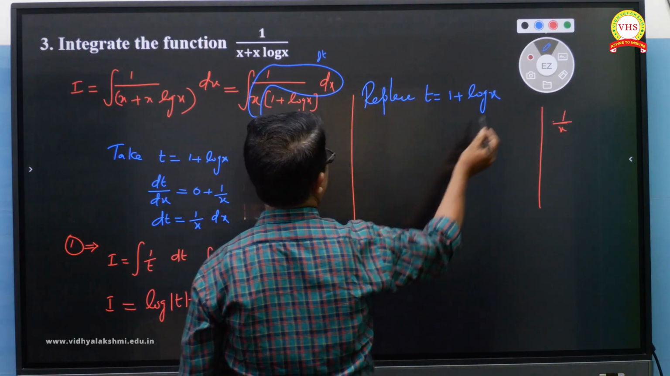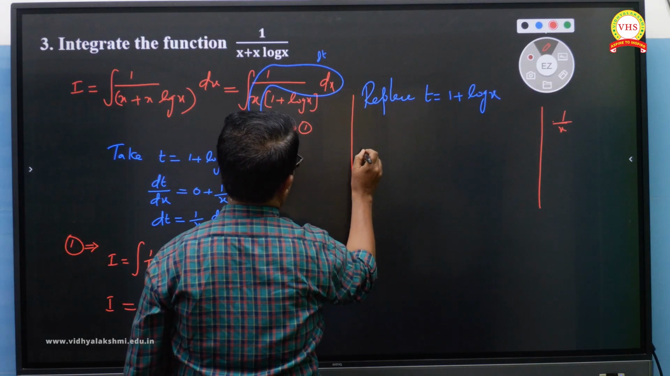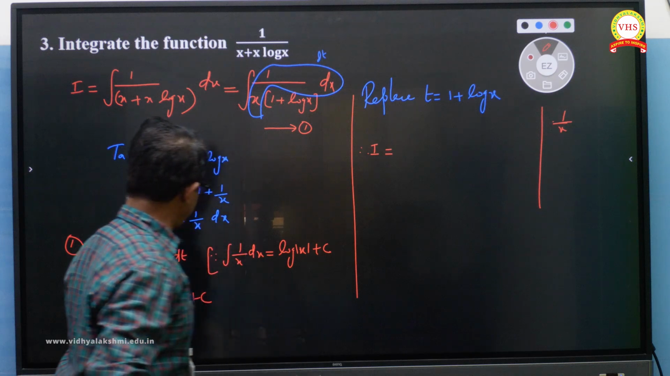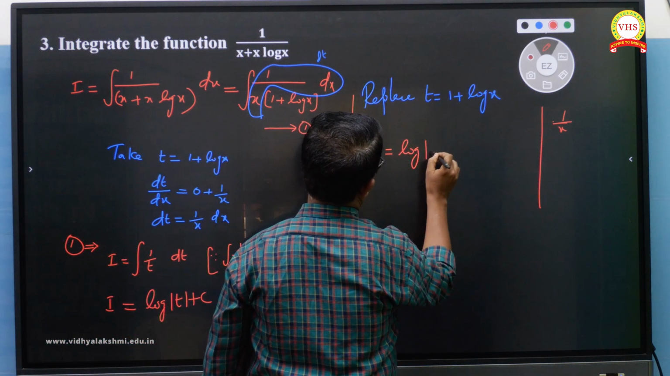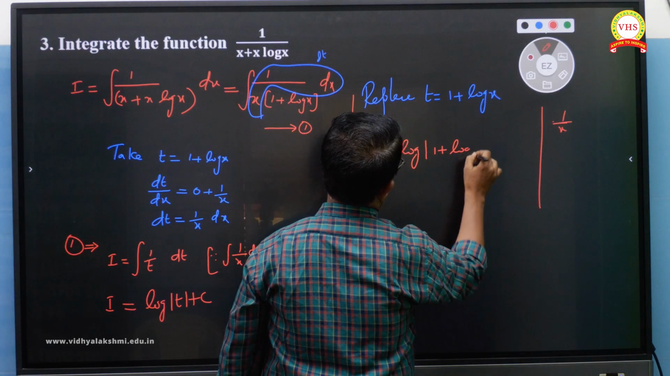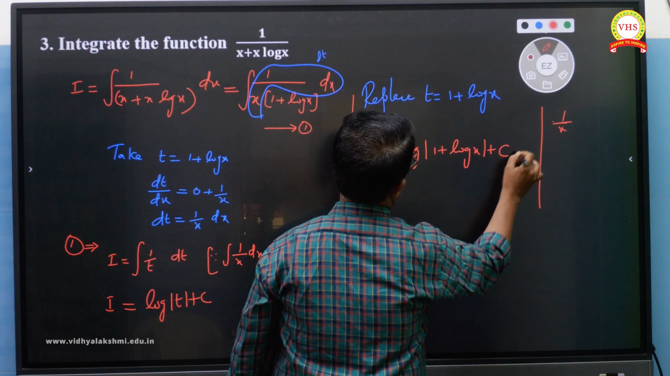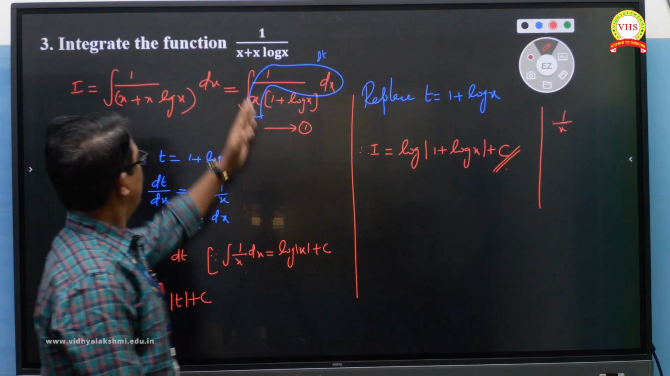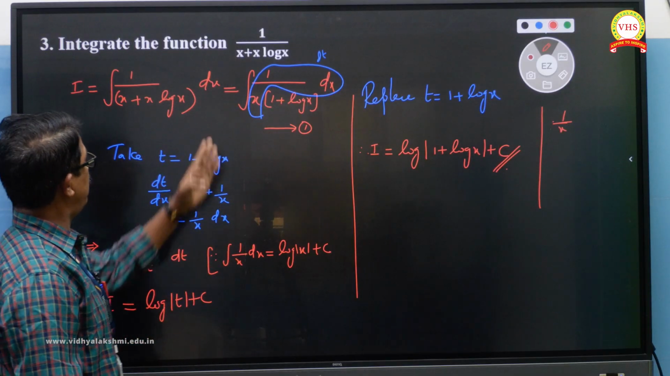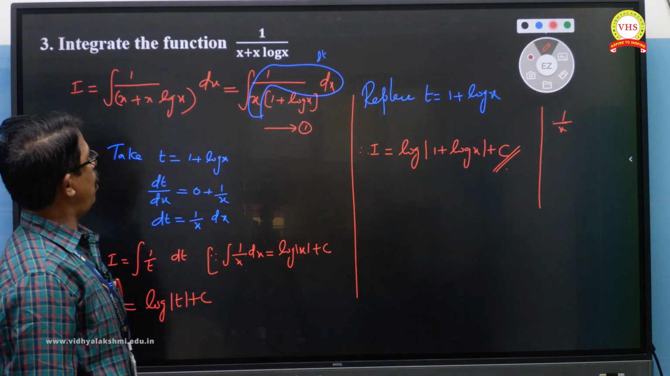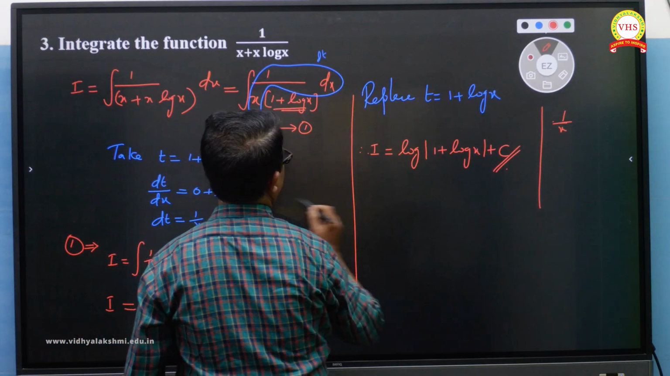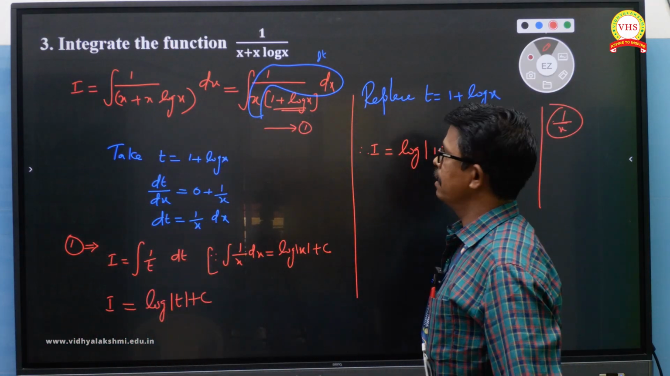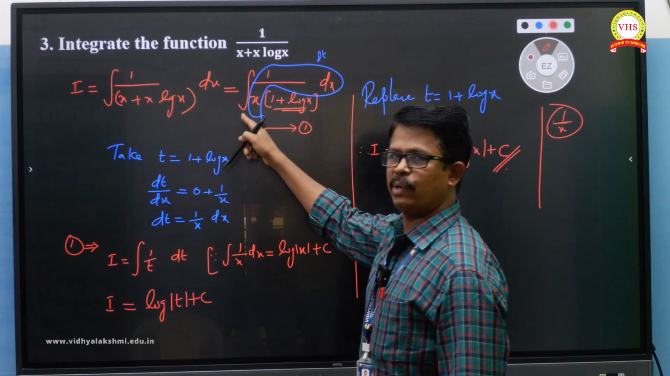Then the final answer: therefore I equal to log of modulus t. What is the t value? 1 plus log x plus c. This is the solution of the given rational function 1 by x plus x log x. So what I told you, when you get any log function, there should be 1 by x. The same idea, there is no direct value of 1 by x.